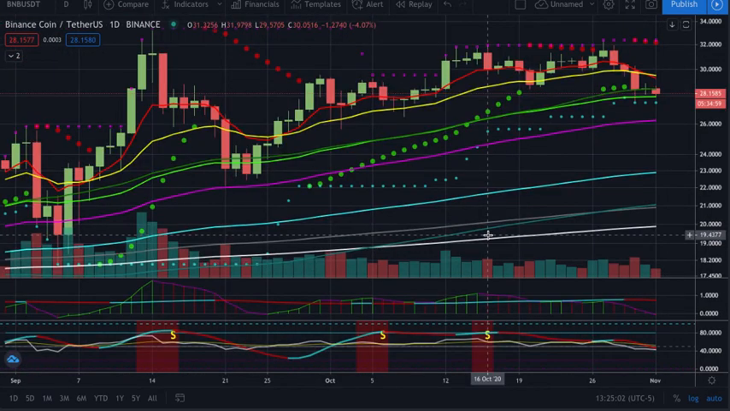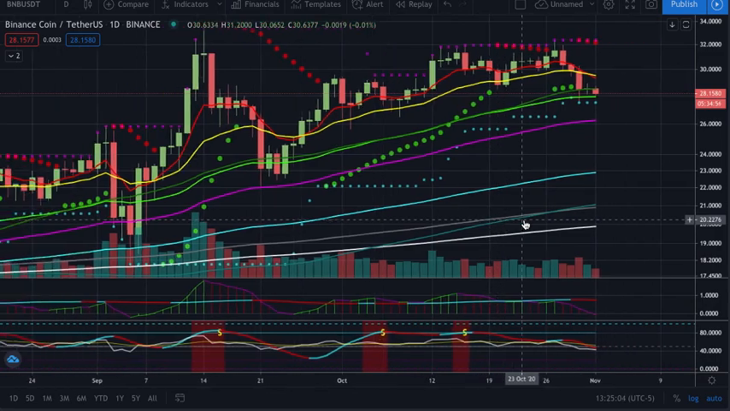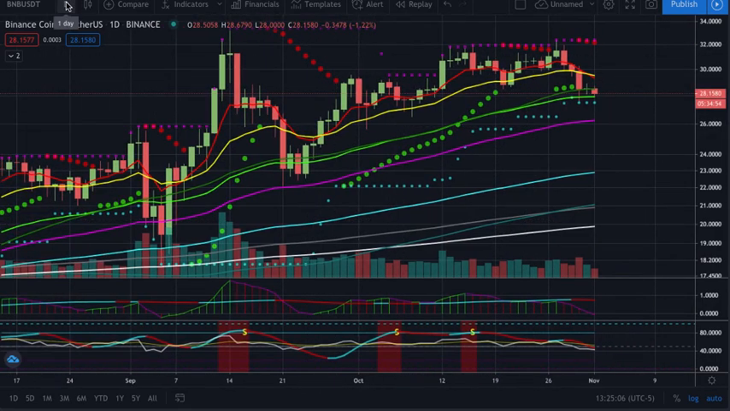So next we have BNB to USD, and once again we're just going to take a little wider of a look here.